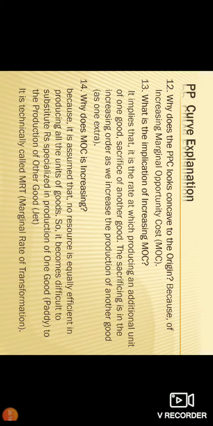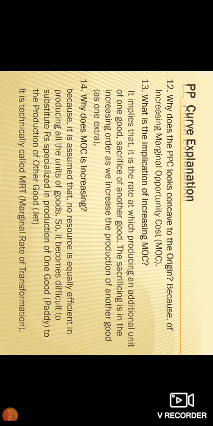It is a rate at which, remember, producing an additional unit of one good means sacrificing another good. So you have to sacrifice the production of another good. Let us put that example. It is a rate at which producing an additional unit of jet sacrifices the production of paddy. The sacrifice is increasing, it's not constant. The sacrifice becomes more and more.